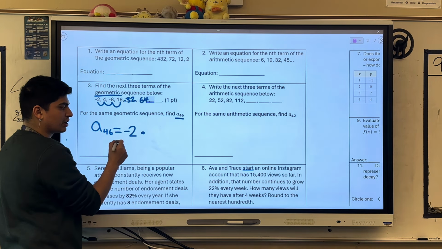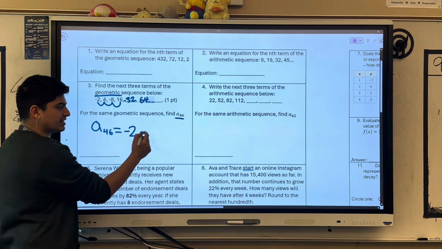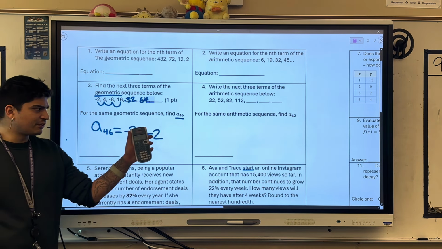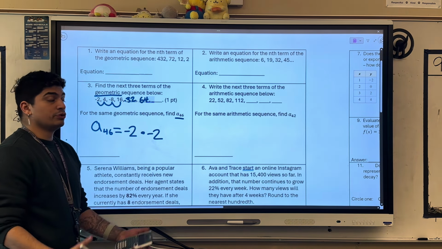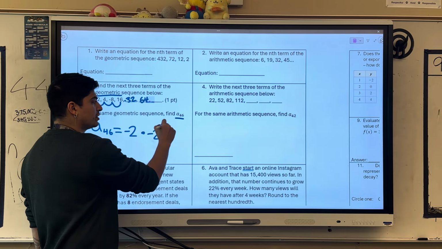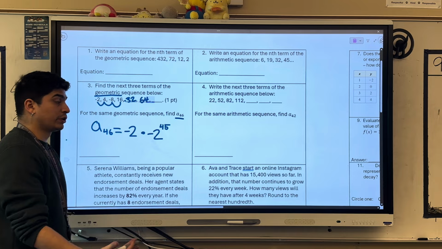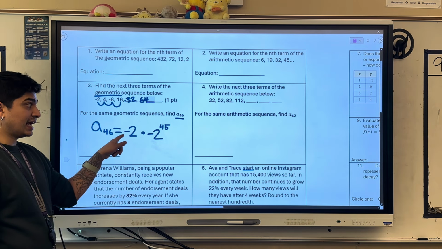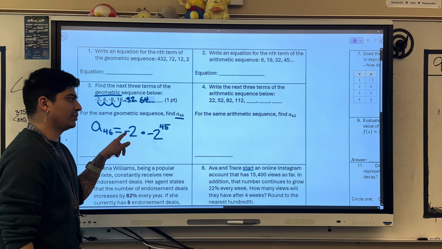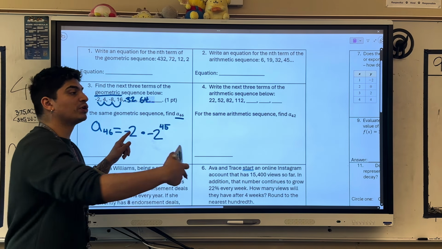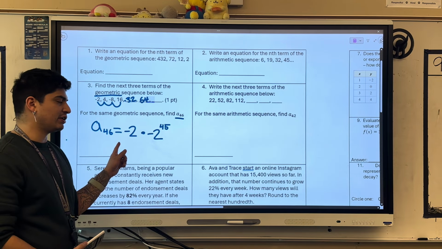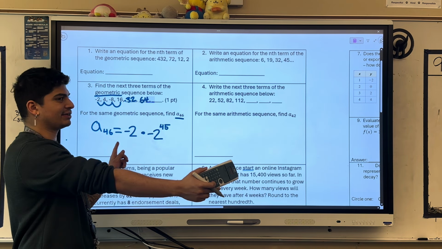So the next part of my formula is the first number times my rate, which is -2. And then you do the term you want minus 1. In this case, 46 minus 1 is 45. The reason why this works is that the 46th number in the sequence is 45 steps ahead of the very first number. You're already starting on the first number, so it's not 46 ahead of you, it's 45.